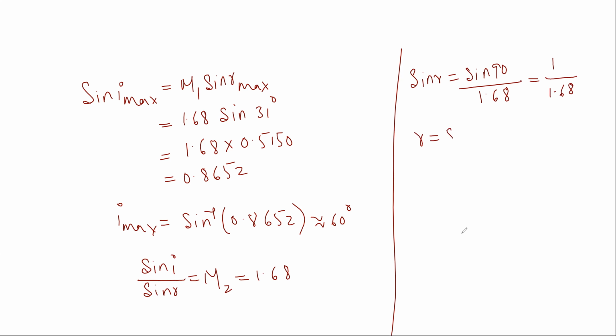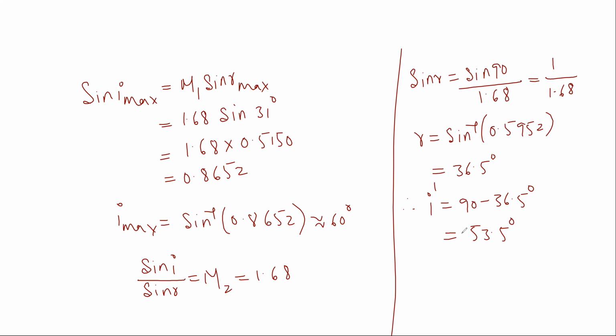R is equal to sin inverse of 0.5952, so we are getting 36.5 degree. Therefore I dash is equal to 90 minus 36.5 degree, so we got 53.5 degree. Therefore, since I is greater than R, all incident rays will suffer total internal reflection.